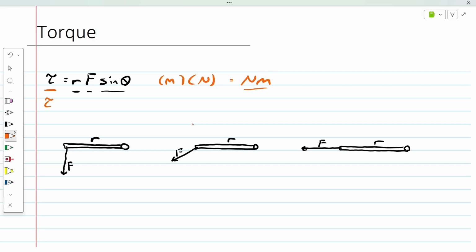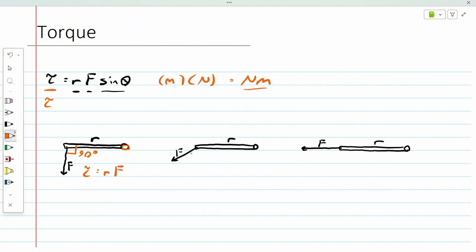So let's see 3 examples. We have a beam that's able to rotate along this hinge here. Let's say the force is applied at an angle right at the end of this R. For this case, we would have an angle of 90 degrees. The angle is from the force to the radius. So since this is 90 degrees, the sine of 90 is just 1. So the torque will just be radius times force.